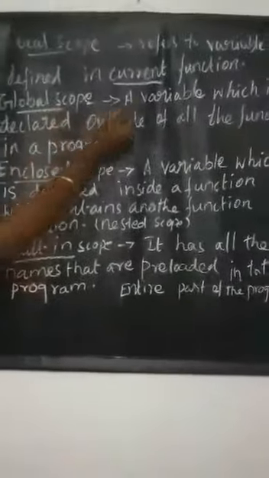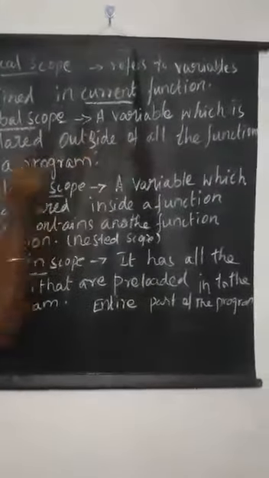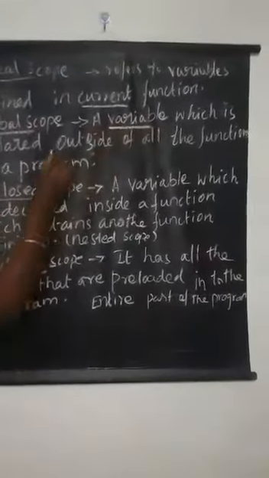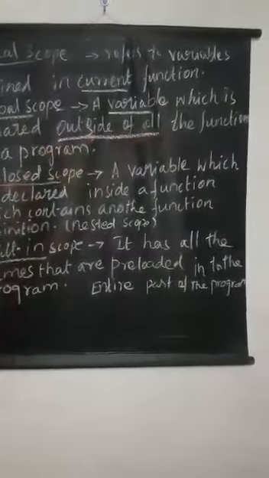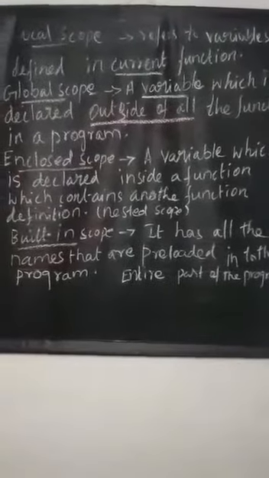Second one, global scope. A variable which is declared outside of all the functions in a program is called global scope.